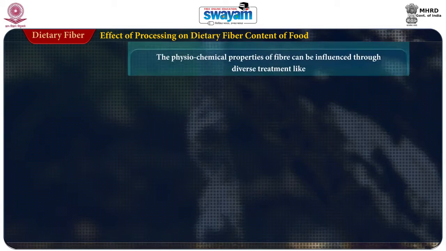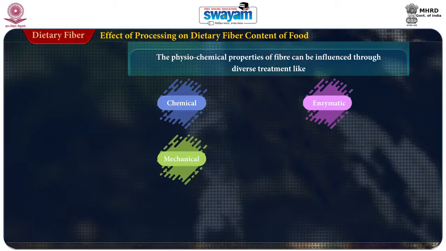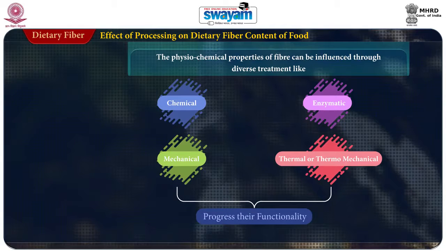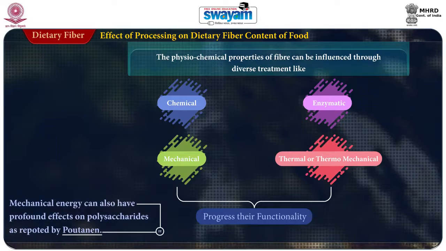Let us now understand the effect of processing on the dietary fiber content of food. The physicochemical properties of fiber can be influenced by diverse treatments like chemical, enzymatic, mechanical, thermal and thermomechanical processes, which change their functionality. For example, mechanical energy has a profound effect on polysaccharides, as reported by Ffn et al. in 1998.